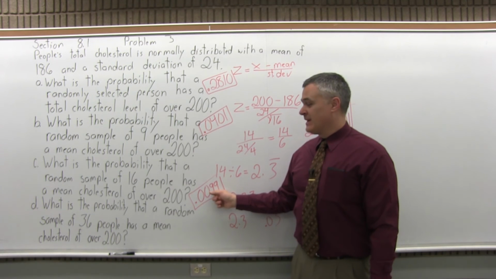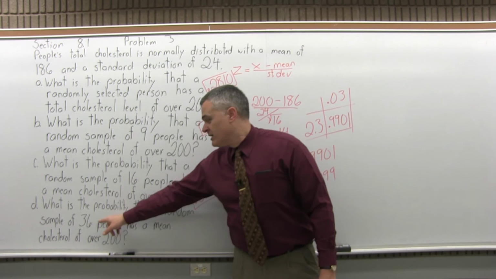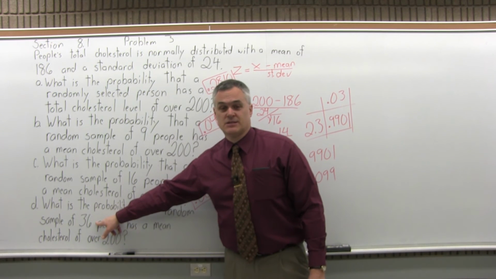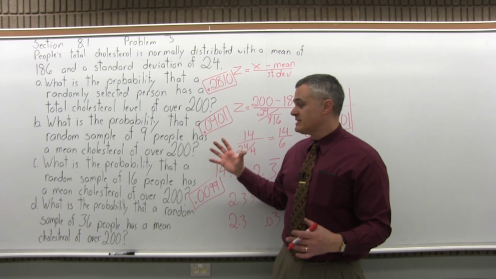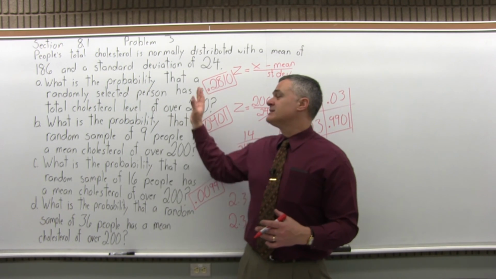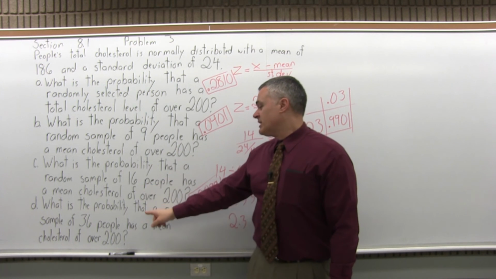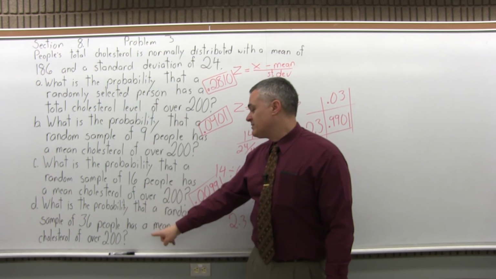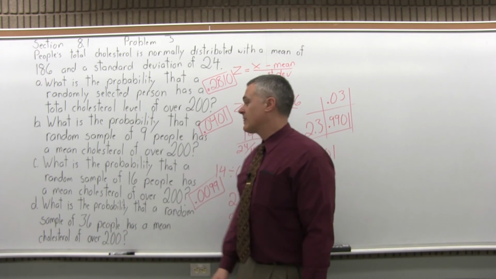Now let's make it a little bigger still. Instead of 16 people in the sample, let's bump it up to 36 and see what that does to the probability. And again, it should get even less likely. The bigger the sample is, the less likely it is to get further away from the population mean. So what is the probability that a random sample of 36 people has a mean cholesterol of over 200?